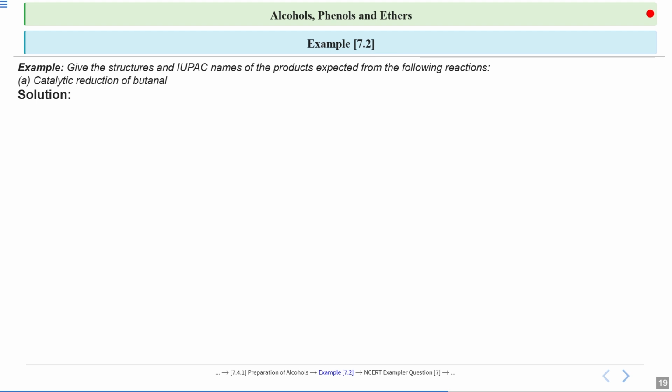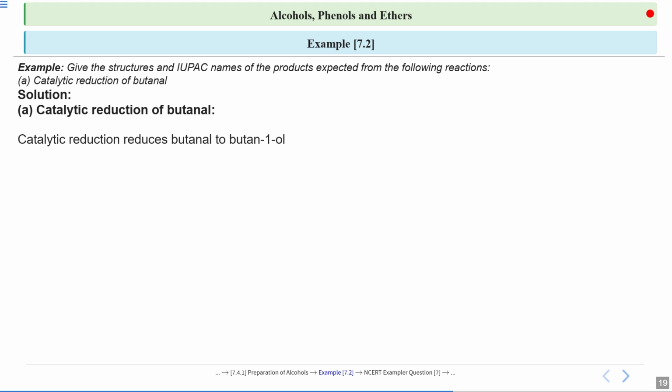Let's see the first reaction, catalytic reduction of butanal. The catalytic reduction is going to reduce the butanal to butan-1-ol. Butanal is actually an aldehyde. The al in the end of the name represents the aldehyde group. So butanal is reduced to butan-1-ol after the catalytic reduction. If you have butanal, CH3, CH2, CH2 and CHO, the aldehyde group, when you do its catalytic reduction with hydrogen in the presence of palladium metal, you will get butan-1-ol from the butanal.